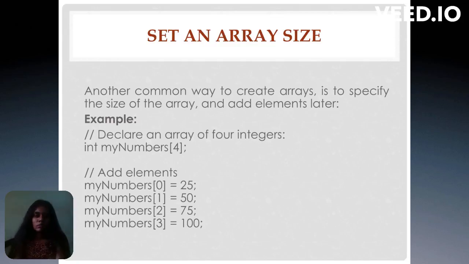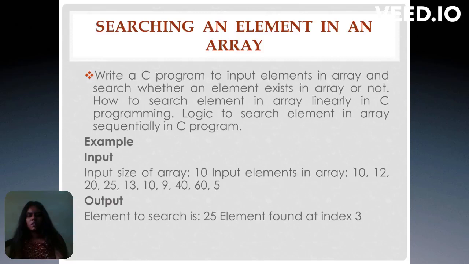Now we'll see how to set an array size. Another common way to create arrays is to specify the size of the array, and we can add the elements later. First we have to declare an array. For example, we declare an array of four integers: int myNumbers[4]. Then we add the elements by myNumbers[0], 1, 2, 3, which are 25, 50, 75, and 100. So this is how we declare an array size.